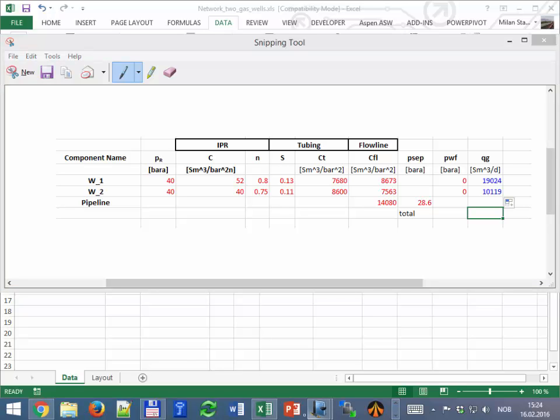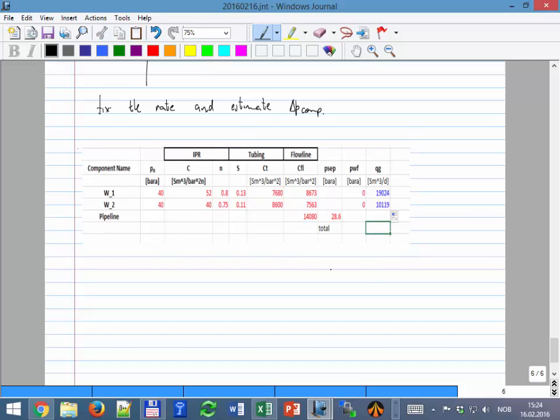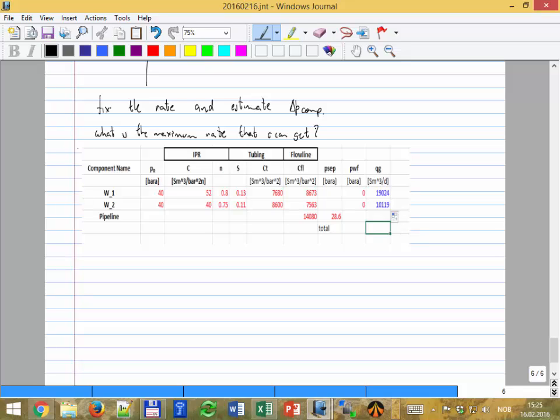So let's say that. What is the maximum rate that I can get? For that, I know that I have my IPR, PWF versus Q. So I just come here with the minimum flowing bottom hole pressure that I think. It could be 1 atmosphere, or I use 0 bar, which is not realistic, but just to get this point in the curve. I just want to see how much it is. So this point for well 1 is 19,000, and for well 2 is 10,000.